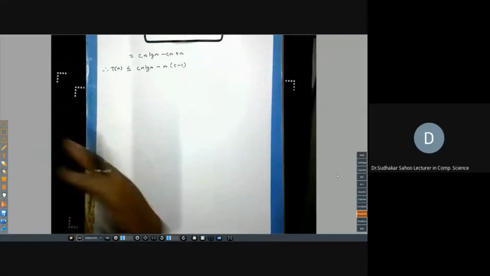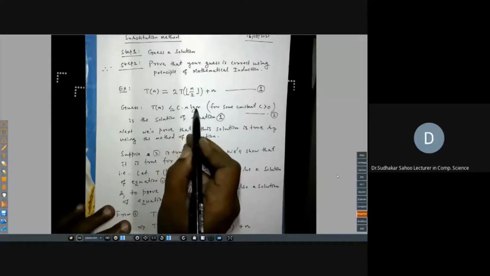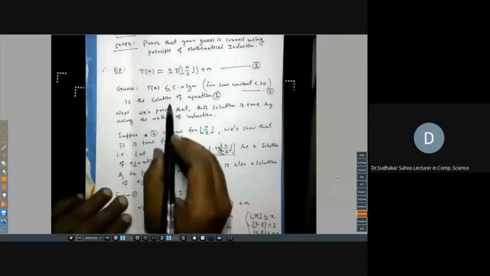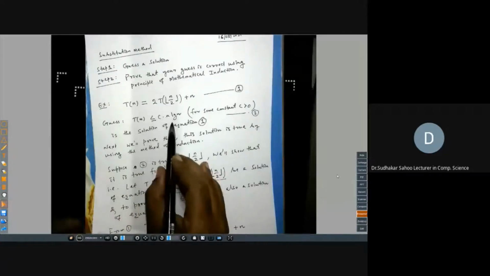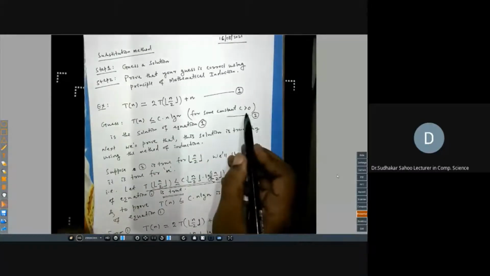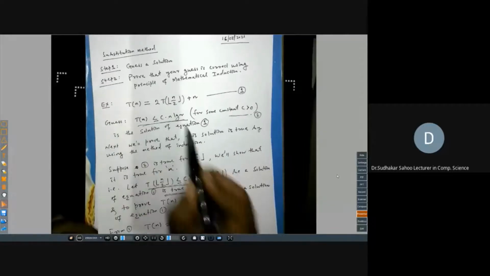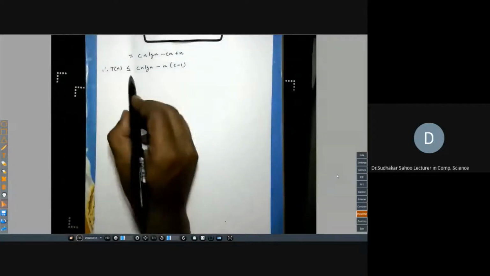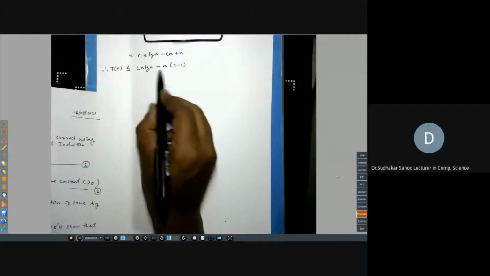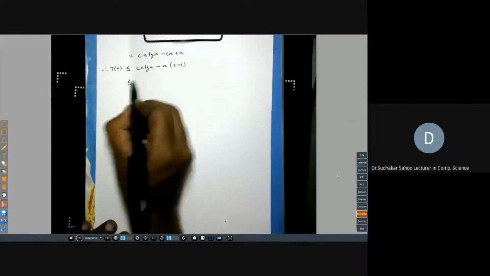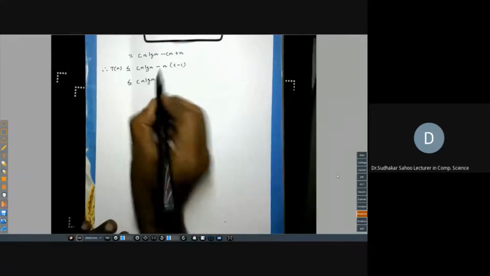Objective is to prove that T(n) is less than or equal to C into n log n. We have assumed that T(n by 2) is less than or equal to this. This we have assumed, so we will prove this one. Okay. So for some constant C greater than 0, that C also we have to find out. Right. So this is our task. So what we got is T(n) less than or equal to Cn log n minus n. Right. So now this is equal to C into n log n. This is our requirement.